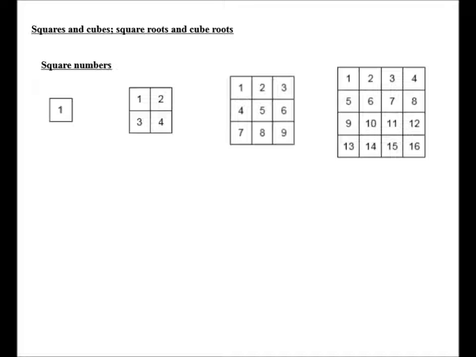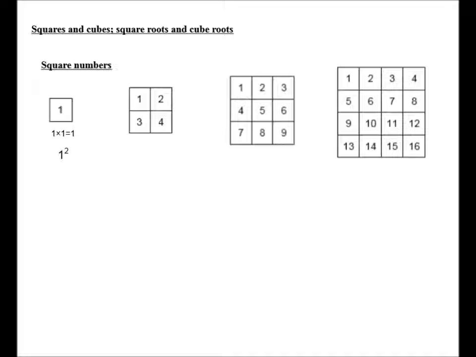Let's look at squares and cubes, square roots and cube roots. So first we look at the square numbers. The first square number is 1 because 1 by 1 is 1. So I have 1 along the bottom, 1 along that side. So I have got a block that is 1 by 1. 1 centimeter by 1 centimeter, or 1 meter by 1 meter.